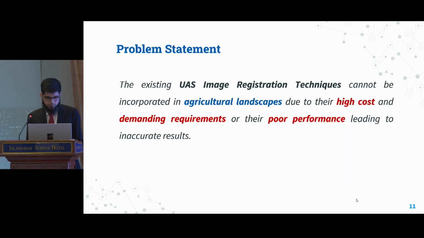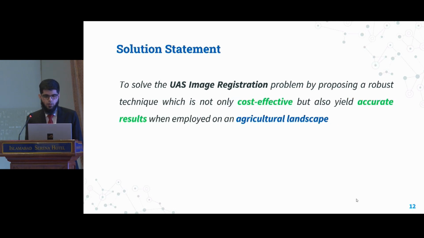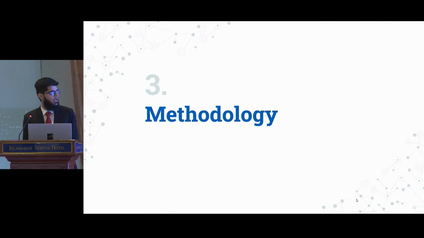evaluated over time. So the problem here is that the existing unmanned aerial system image registration techniques cannot be incorporated in agricultural landscapes due to their high cost, demanding requirements, or poor performance, leading to inaccurate results. And the solution is to solve this image registration problem by proposing a robust technique which is not only cost effective but also yields accurate results when employed on agricultural landscapes.